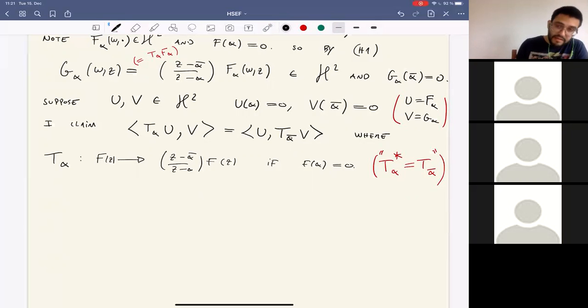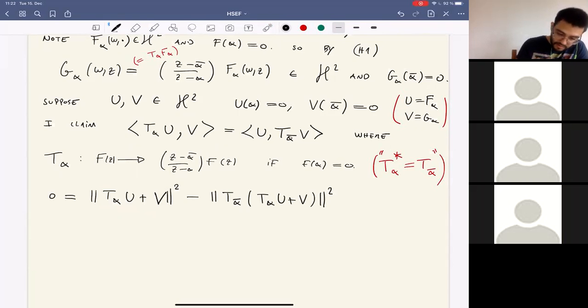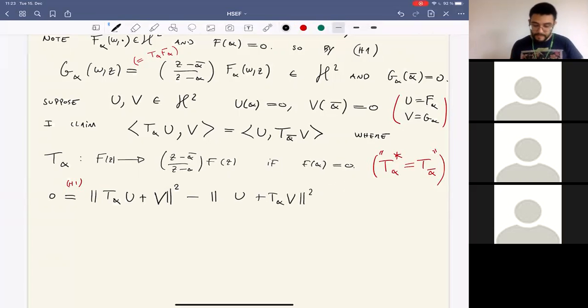Okay, so how can we show that? Well, it's basically the same trick I did for the F star operator. We know that 0 equals the norm of T alpha u plus v squared minus, well, u vanishes at alpha and v vanishes at alpha bar. So when I apply this, this function vanishes at alpha bar, and this function vanishes at alpha bar. So I can apply the operator T alpha bar on both. And by hypothesis 1, they have the same norm, so this is 0. So this was H1. But we can rewrite this term here because T alpha bar composed with T alpha is just an identity. So this bit here is just u, and then T alpha bar applied there. So this is just this.